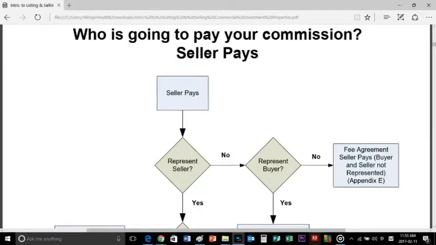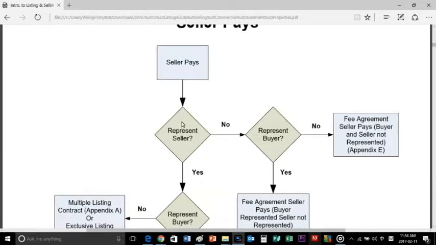Who's going to pay your commission? Seller pays. You see there's a little box at the top here. It says seller pays. There's an arrow going down. It says represent seller. So there's either a no or a yes. The no goes over here. It says represent buyer, no or yes. If you say no, it says fee agreement, seller pays, buyer and seller not represented.